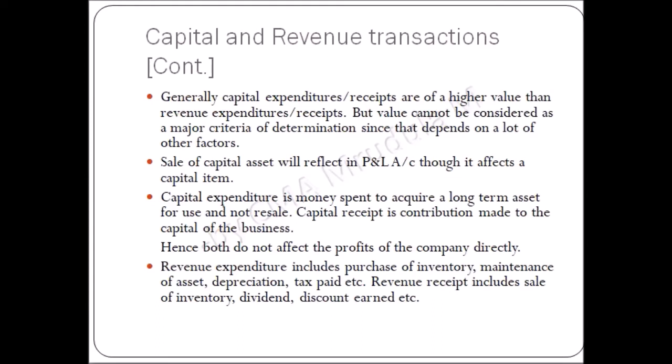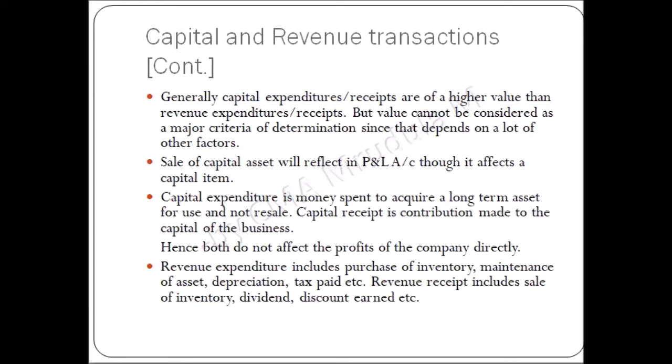An important point to keep in mind is that generally capital expenditure and receipts are of a higher amount or value than revenue expenditure and receipts, but that cannot be considered a major differentiating point between both the transactions because the amount depends on a lot of other factors. Another important point to keep in mind is that sale of a capital asset will be reflected in the profit and loss account, though it affects a capital item.